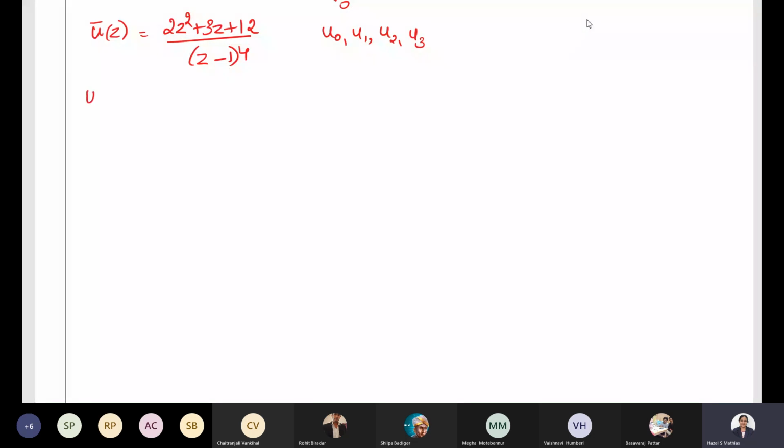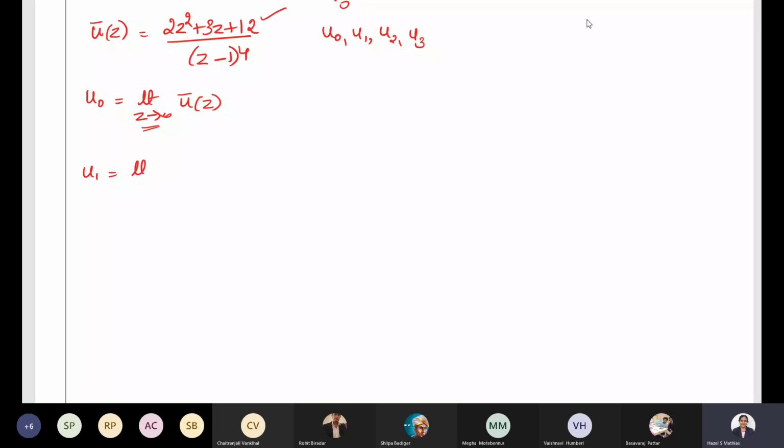For that we have the formula where u0 is limit z tends to infinity U bar of z. U bar of z is here. You just need to apply the limit, and you will get the value. Just remember that taking that z square term is a must, so that you can apply the limit. It will be easier for you.